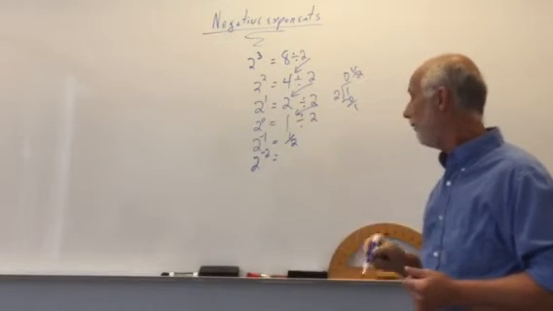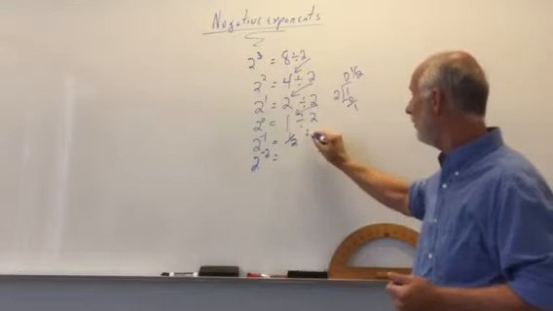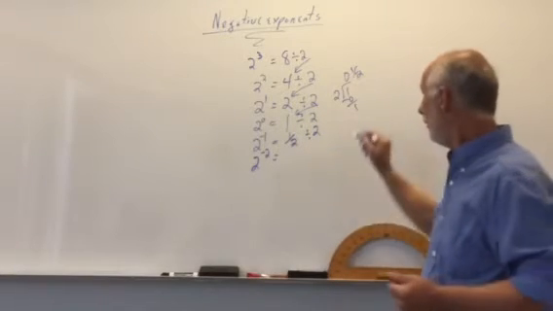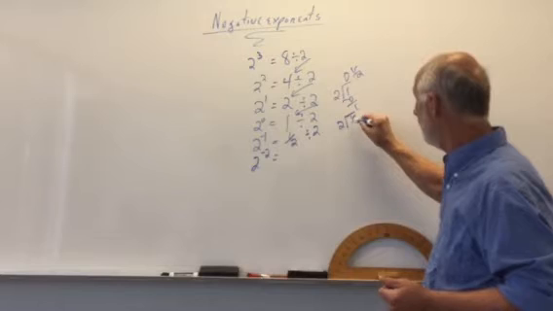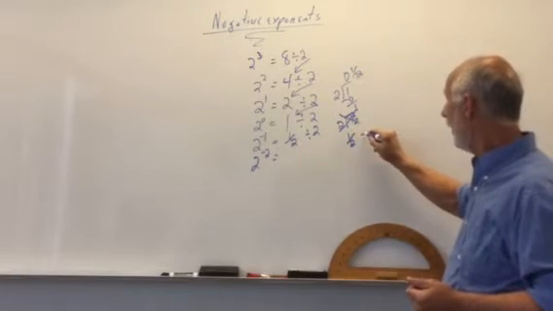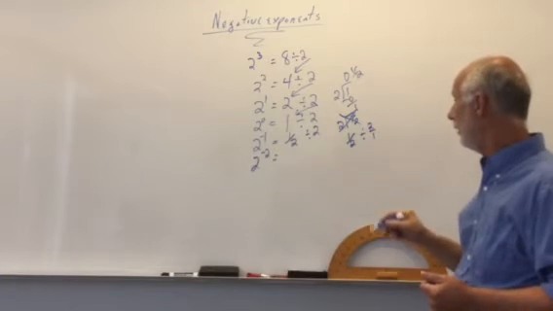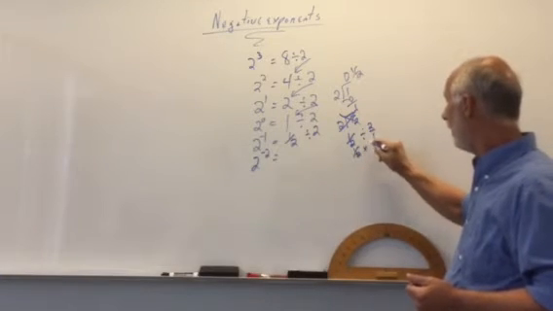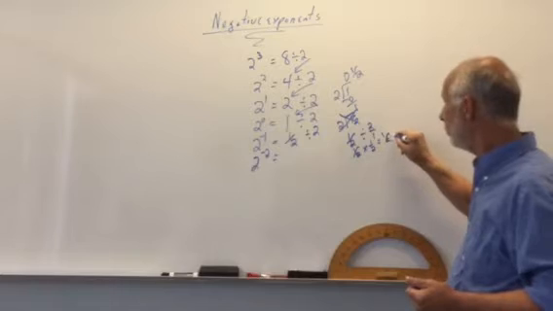And then if I want to continue the pattern, after negative 1 comes 2 to the negative 2. And if I want the answer, I have to take 1/2 and divide it by 2. Now I'm not going to do this, this would be dumb, that's not how we do it. But you take 1/2 divided by 2 over 1, which becomes 1/2 times 1/2, which equals 1/4.